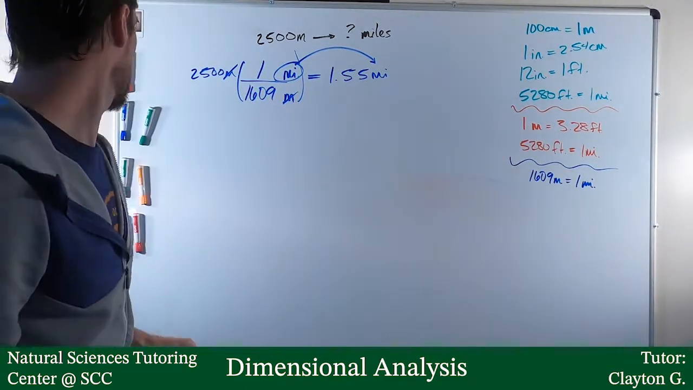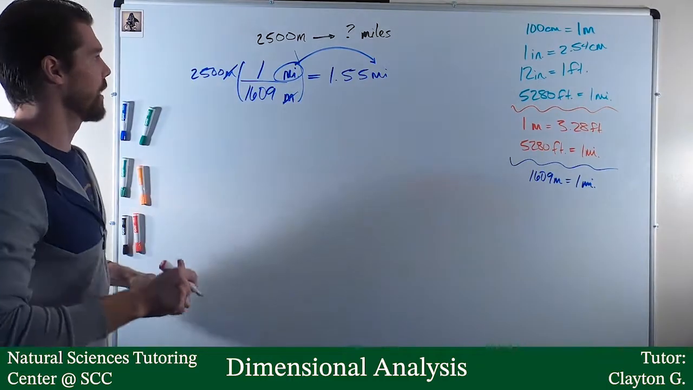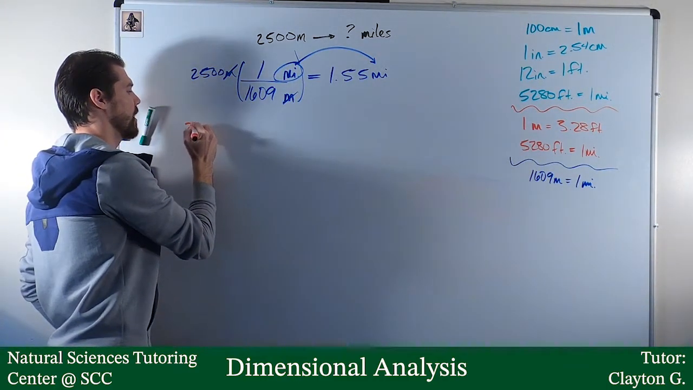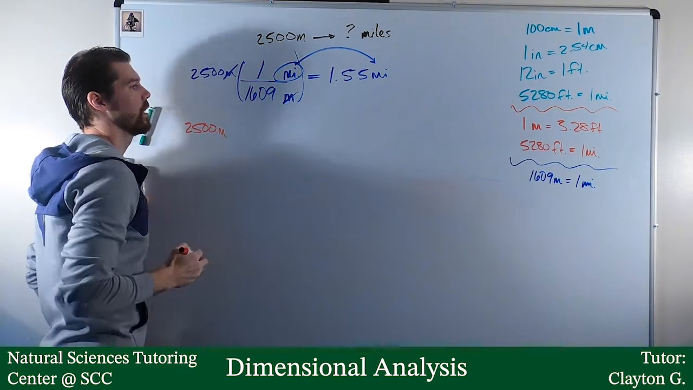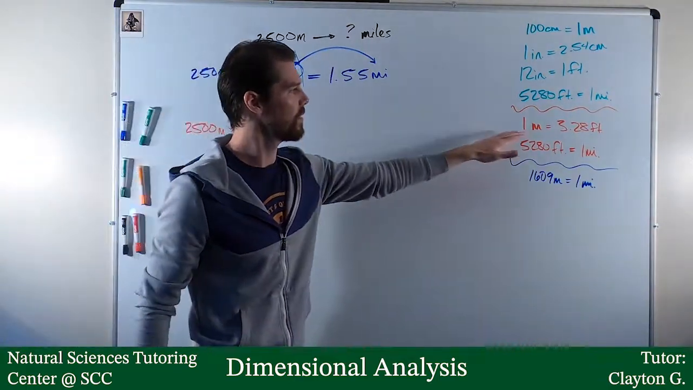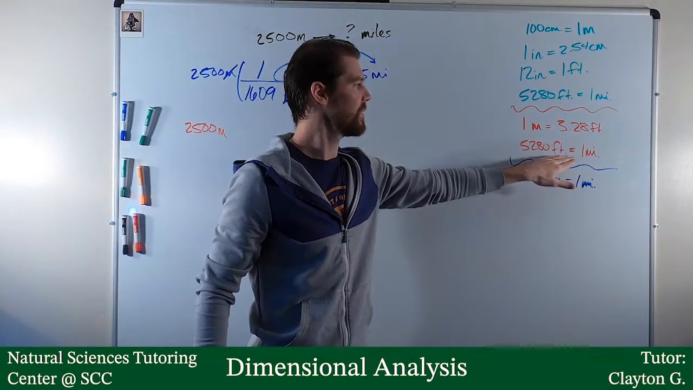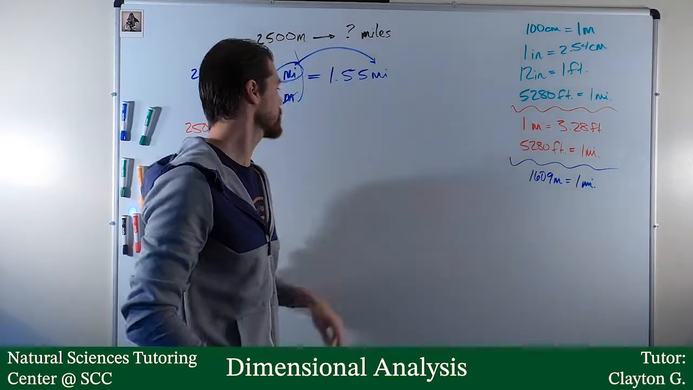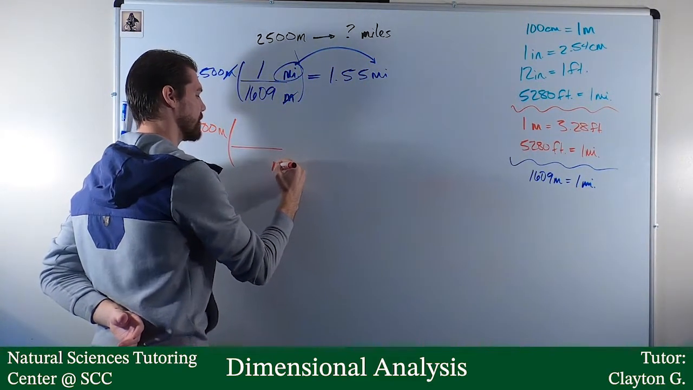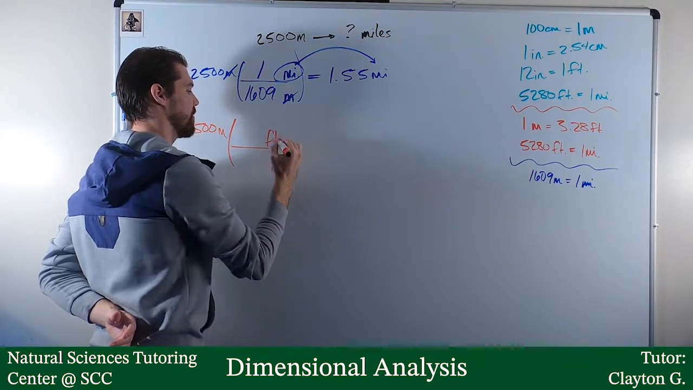So give me a second here. All right, so again, we're going to start with 2,500 meters. And again, we're looking for that pathway. I have from meters to feet, and then from feet to miles. So first, I will want to divide by meters. Well, that leaves me with feet on top.